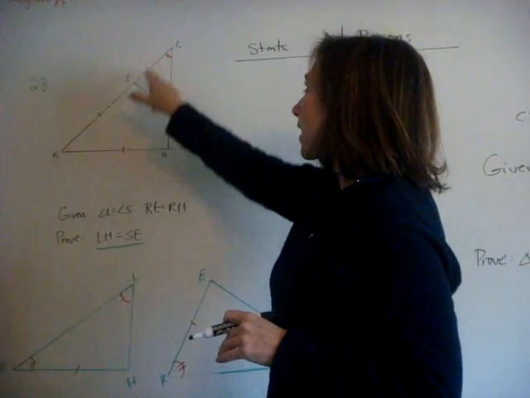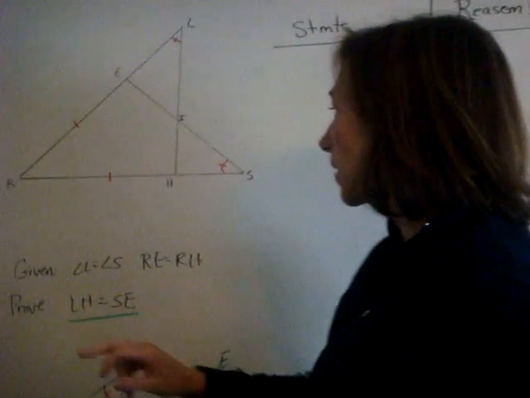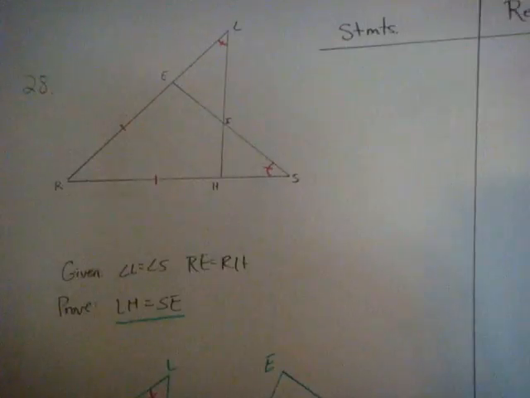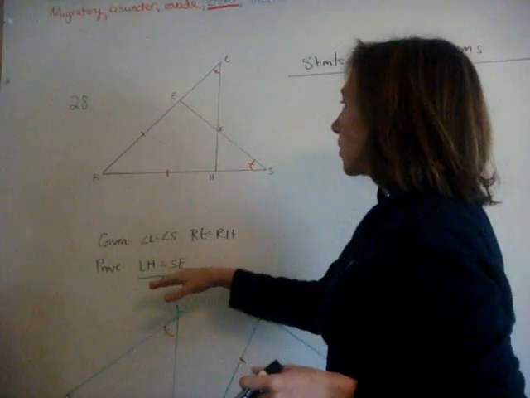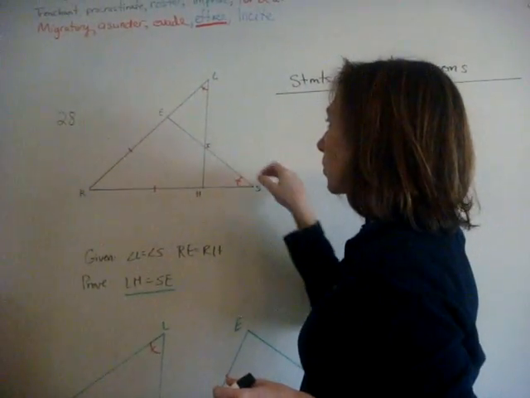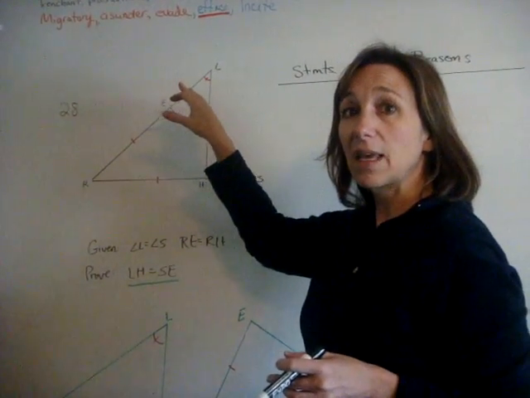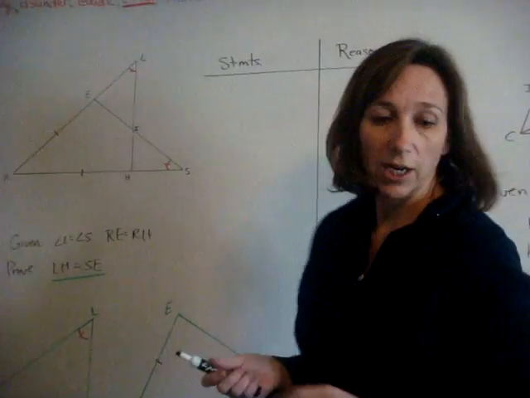We're given angle L equals angle S, so I put that on there, and we're also given that RE equals RH. At first glance, it looks like we're not going to be able to prove anything because this is like a partial side and a partial side. We're supposed to prove that LH, this one here, equals SE.